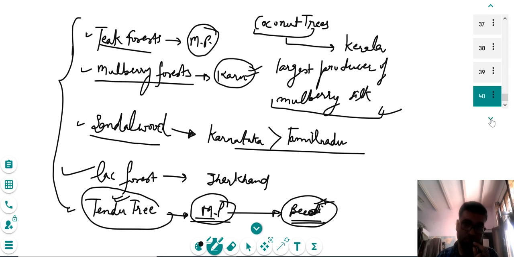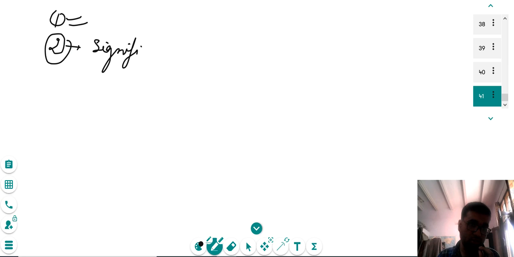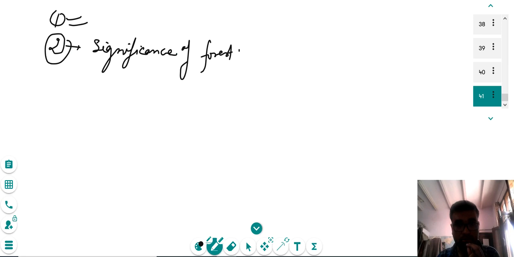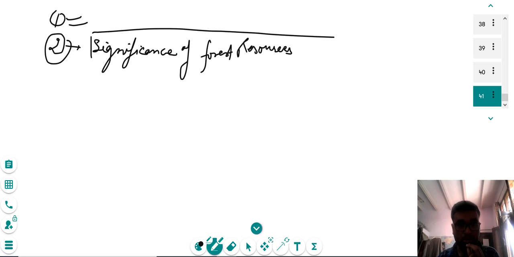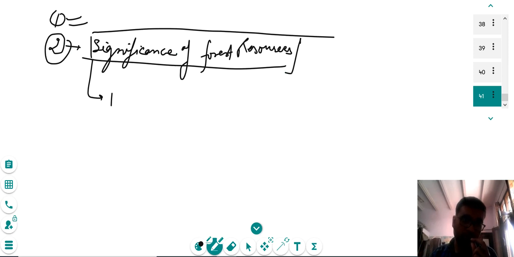So this was the first topic. We have covered some facts about the forest resources, right? Then we will start with the second one, that is the significance of forests. Significance of forest resources. The first significance is the economic significance of forests.